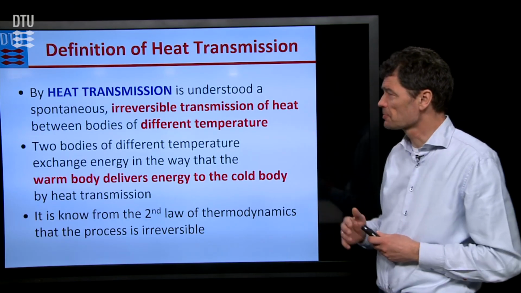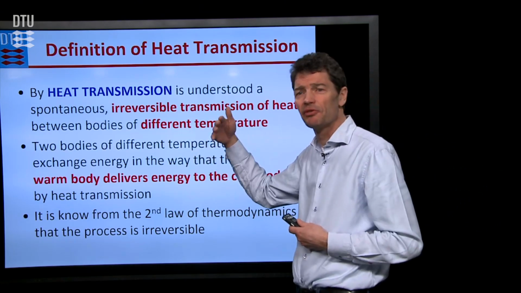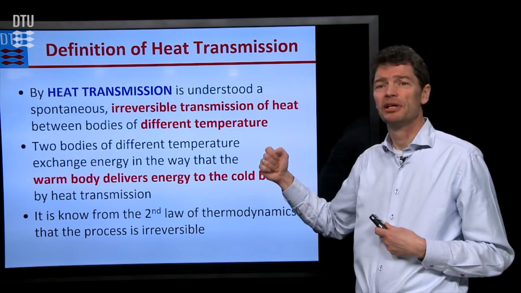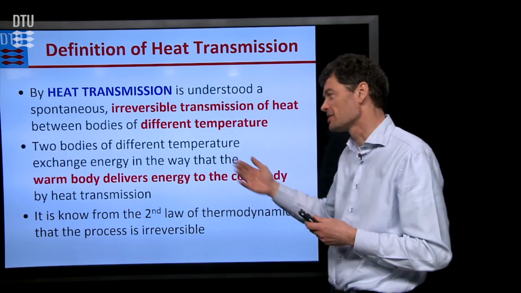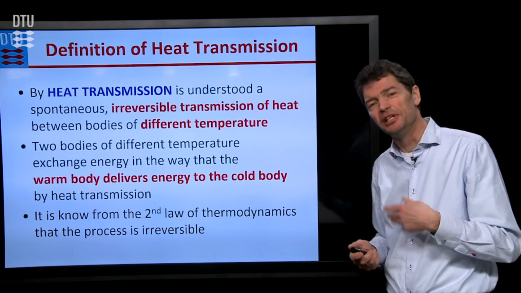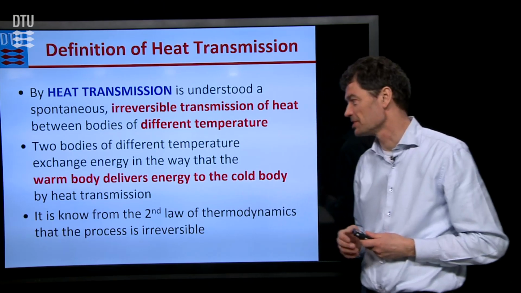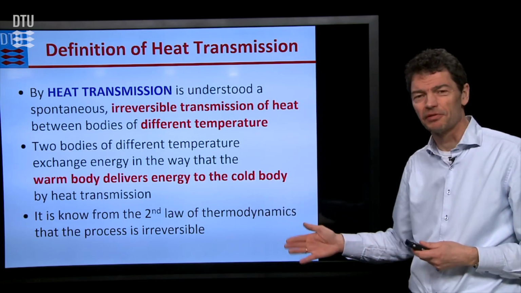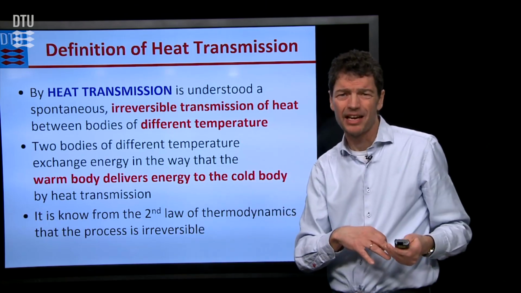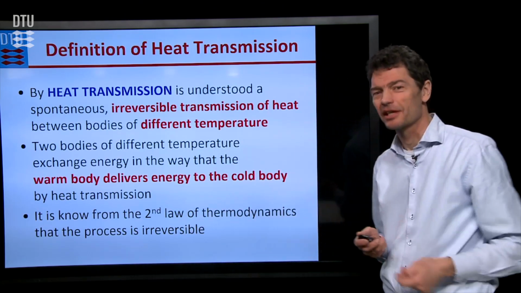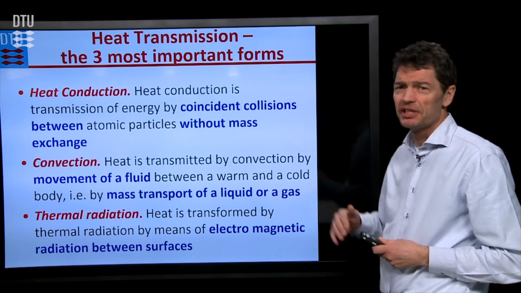So heat transmission is by definition a spontaneous, irreversible transmission of heat between bodies that have different temperatures. And then, as has been said already, the heat is delivered from the warm towards the cold body, and that's our heat transmission. And the second law of thermodynamics tells us that the heat will not spontaneously return back again. So it is a transmission, again, from warm towards cold. And we have the 3 different mechanisms here.